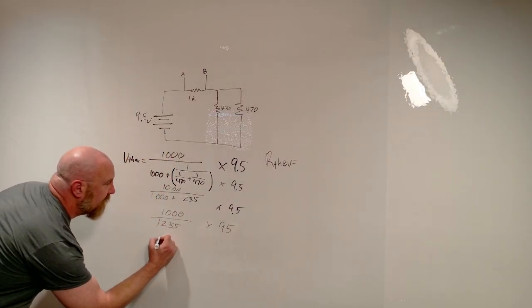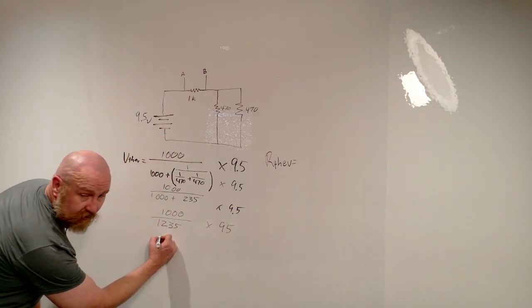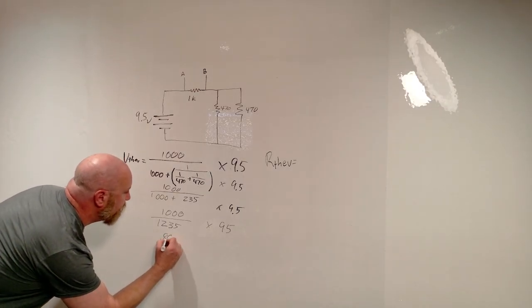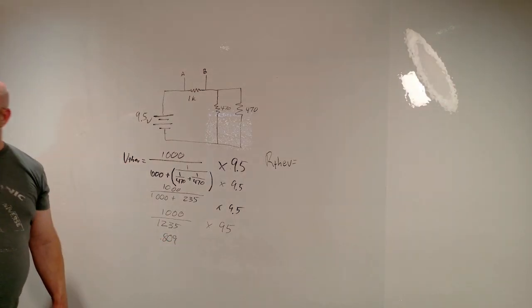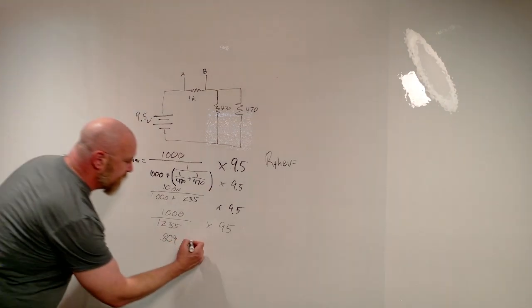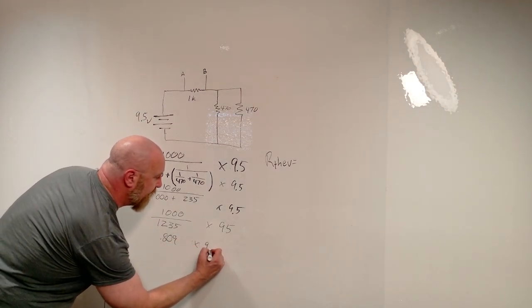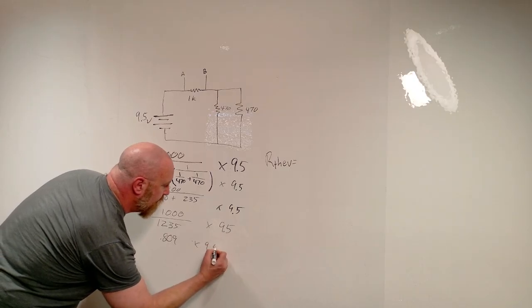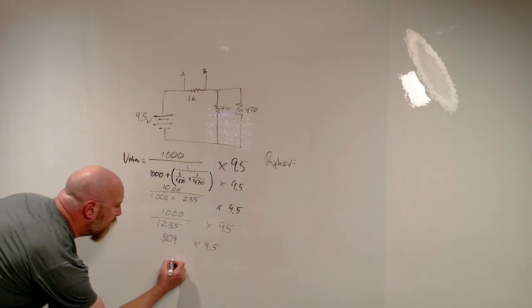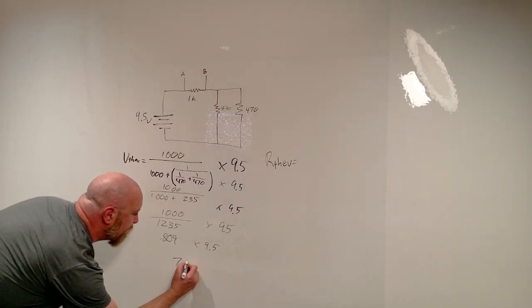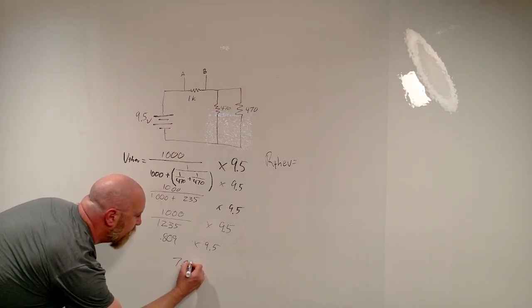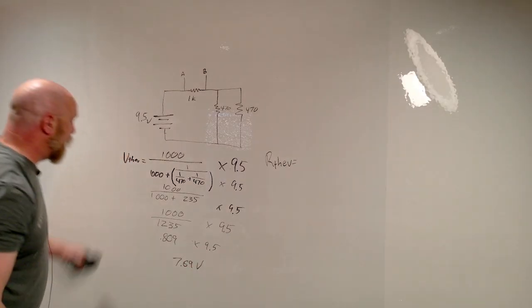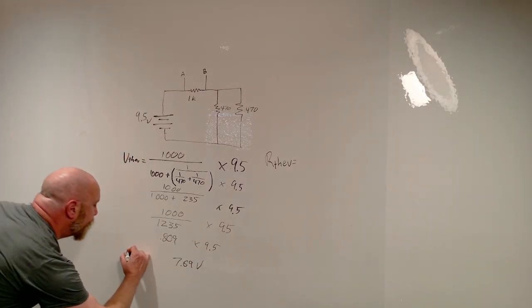This part of it equals 0.809. 0.809 times 9.5 is 7.69 volts. That is VThev.